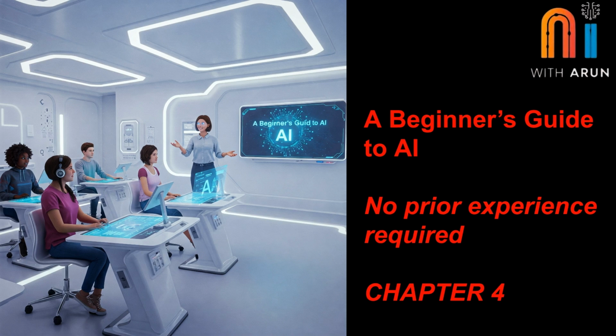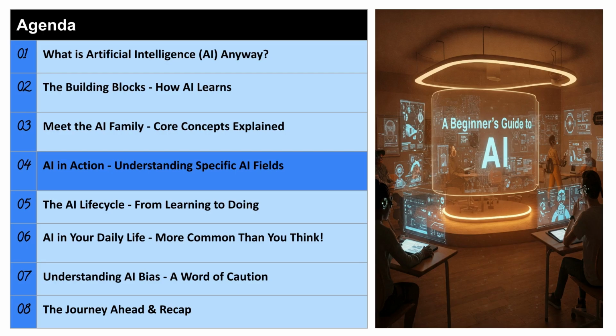We are on chapter 4 of the Beginner's Guide to AI: AI in Action, Understanding Specific AI Fields. So, in this chapter, we'll look at AI in action, focusing on natural language processing for human language, computer vision for visual information, generative AI or GenAI for creating new content, and large language models, LLMs, which are powerful engines for text based AI.